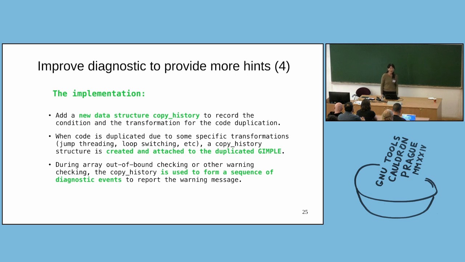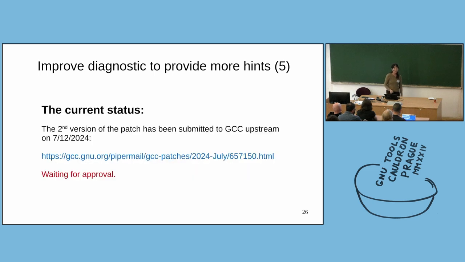So I think this should be a very nice improvement in general to GCC, and not only in jump threading. I think other loop transformations, those duplication transformations, can also be extended to add this. But this is under approval.